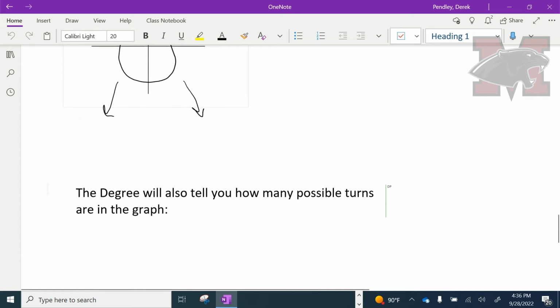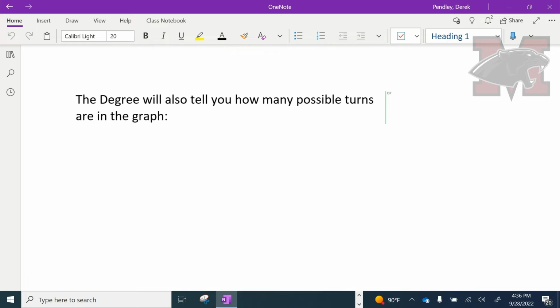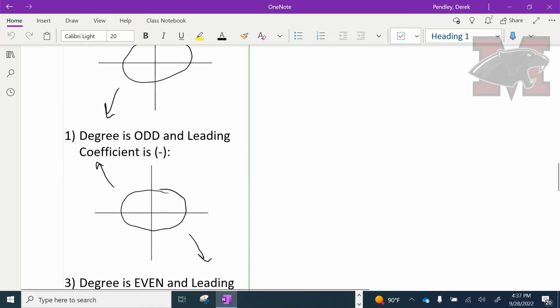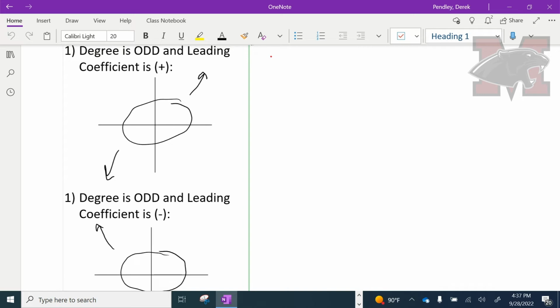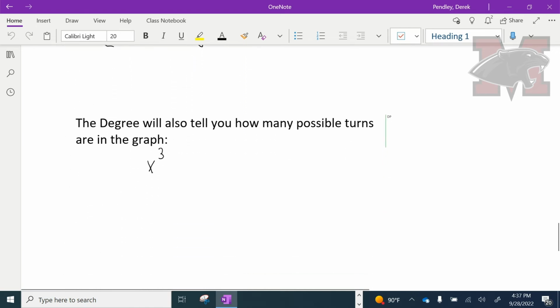So what we're going to do here is the degree will also tell you how many turns are possible. So what do I mean by that? If we look at the example x cubed, let's look at our rules here. It's odd, so the degree is odd. So it's going to be one of these two, but it's positive because it's positive 1. So it's going to go down to the left and up to the right. So I know it's going to go down to the left and up to the right.